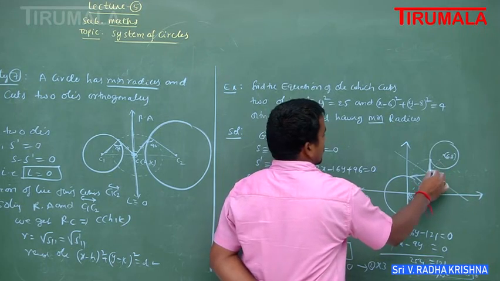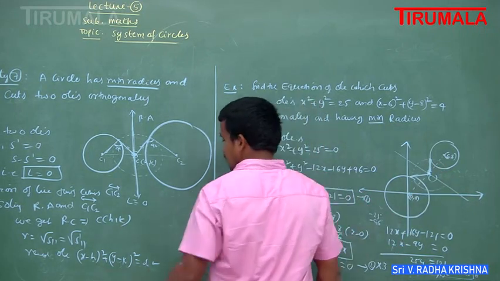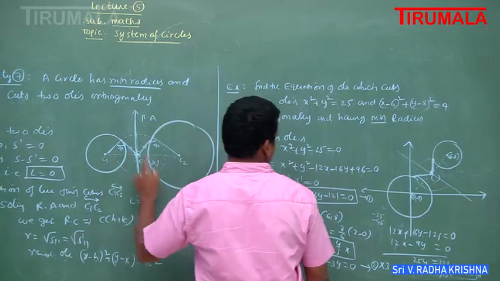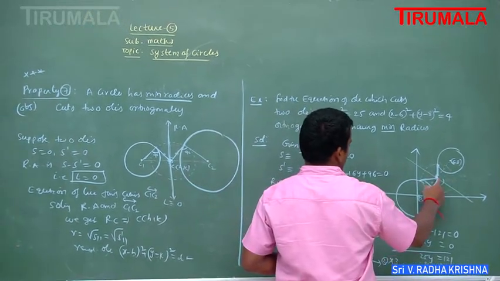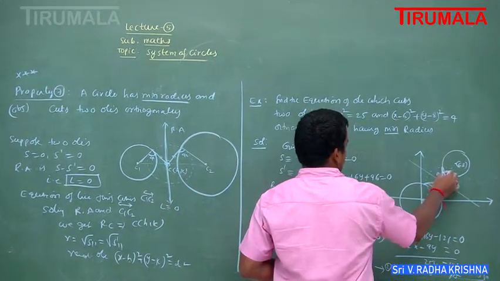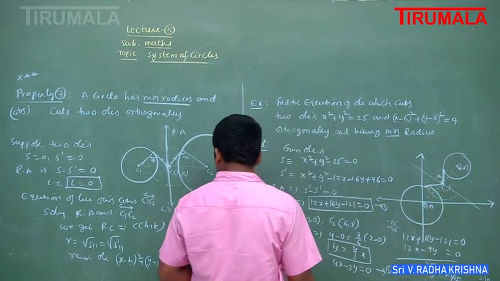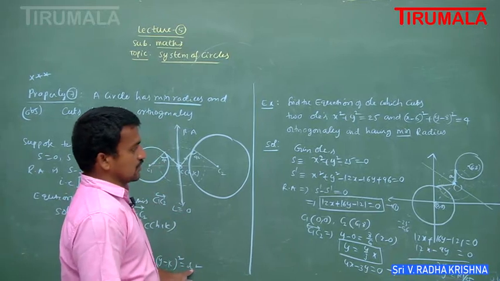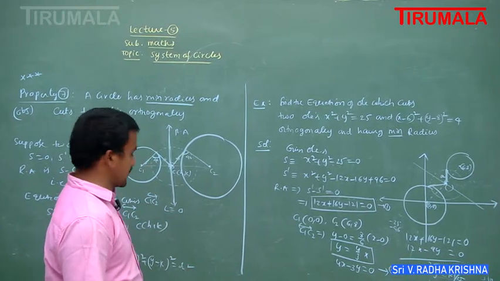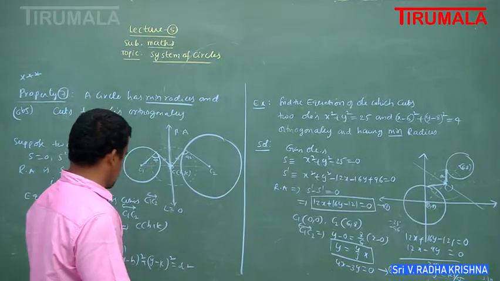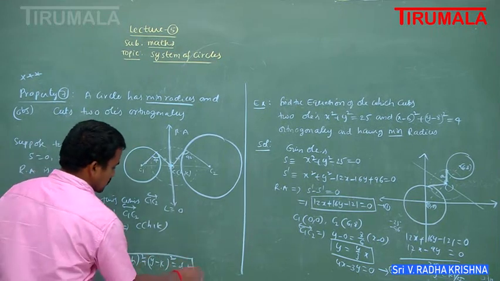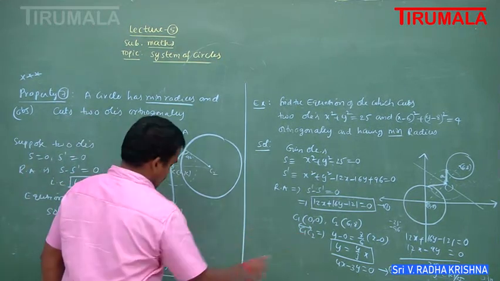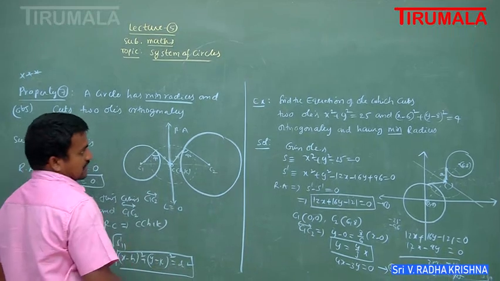So find the length of the tangent, root S11. Root S11 we get, taking any circle, this circle or this circle, we get the radius. So this is the radius. Now find the equation of the circle. The center is h comma k and the radius is r. The equation of the circle is x minus h whole square plus y minus k whole square equal to r square. Substitute these h comma k and r in this equation, and we get the required circle.